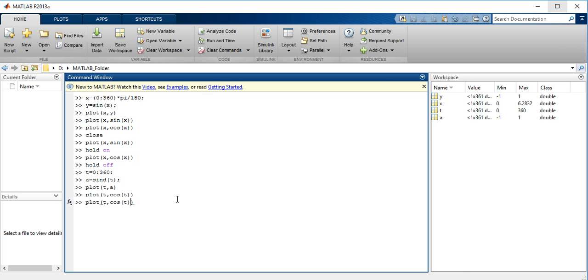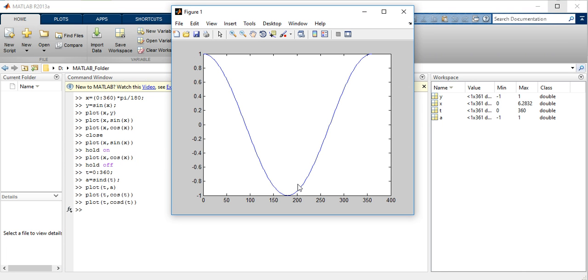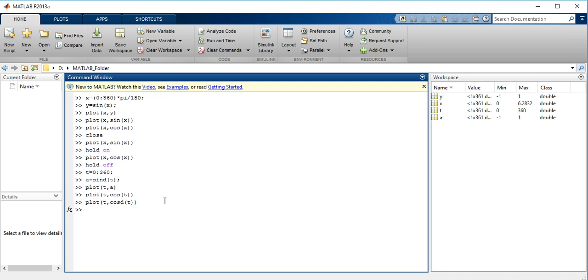But we actually want to plot in degree mode, so convert it here. So now we got the graph of the cos function. In a similar way, we can plot the graph of other functions also. Thank you for watching.